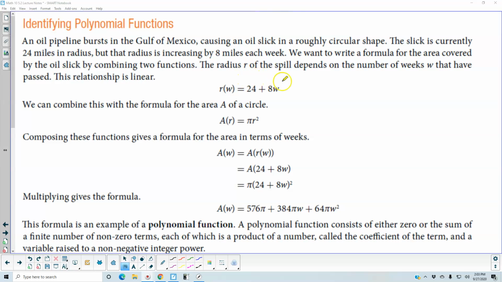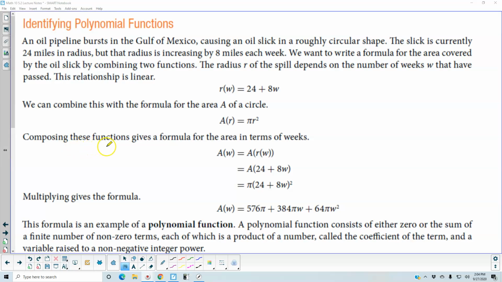The radius r of the spill depends on the number of weeks w that have passed. This relationship is linear. R of w is equal to 24 plus 8w. We can combine this with the formula for the area of a circle. A of r is equal to pi r squared.